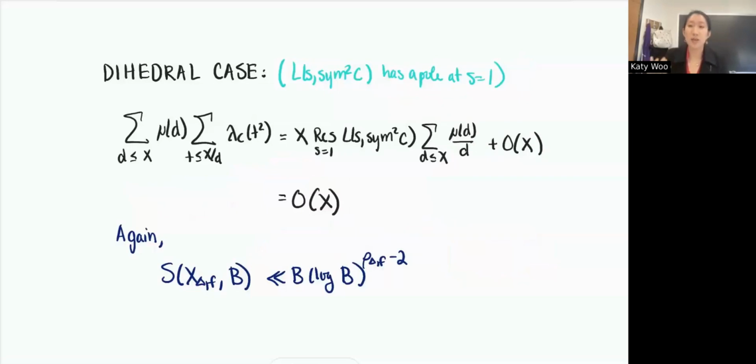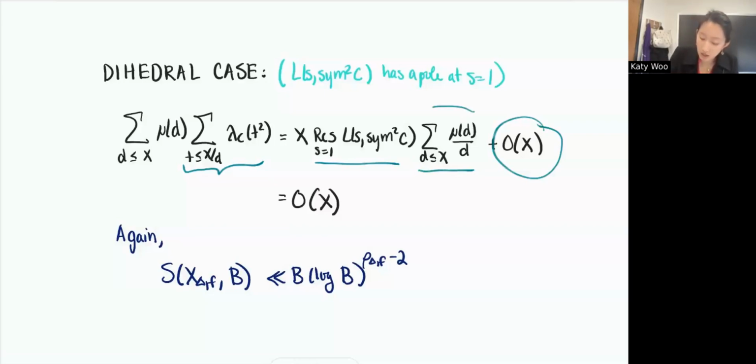Okay, next what happens in the dihedral case? Well, now we'll just plug in our asymptotic for this inner sum, and we get that we have x times the residue at s equals 1 of our symmetric square L function, times the sum over d up to x of mu of d over d. And then the power saving error term in the asymptotic will end up contributing an O of x.